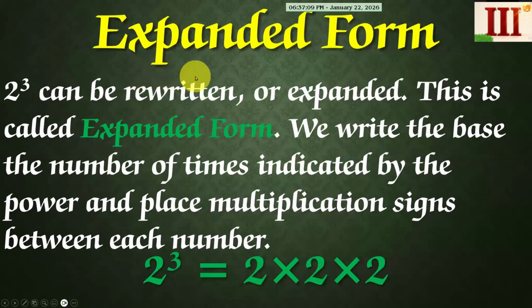Now, the other form is called expanded form. So 2 to the power of 3 can be rewritten or expanded. This is called expanded form. We write the base or the factor the number of times indicated by the power. So that means that if you have the number 2 to the power of 3, I should see the number 2 three times. 2, 2, 2. So 2 to the power of 3 is equal to 2 times 2 times 2. This is the index form. This is the expanded form.